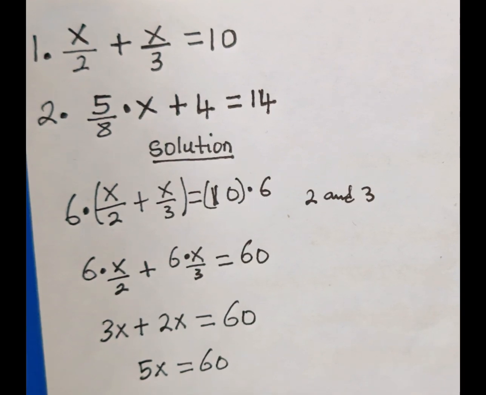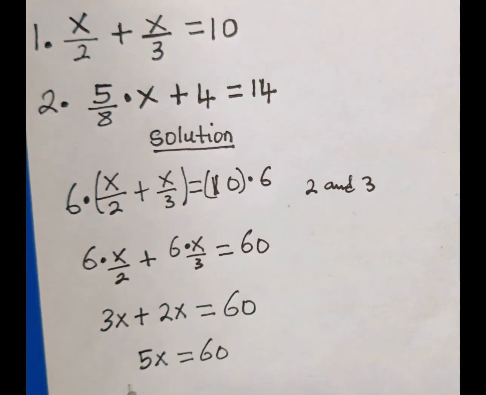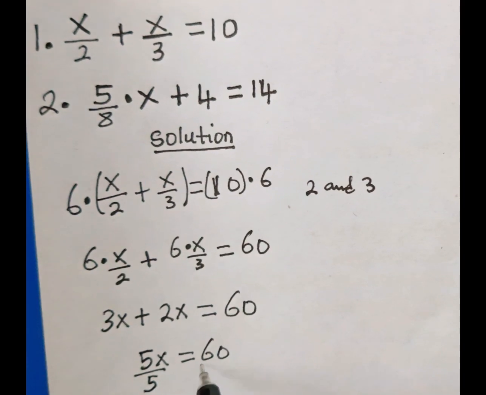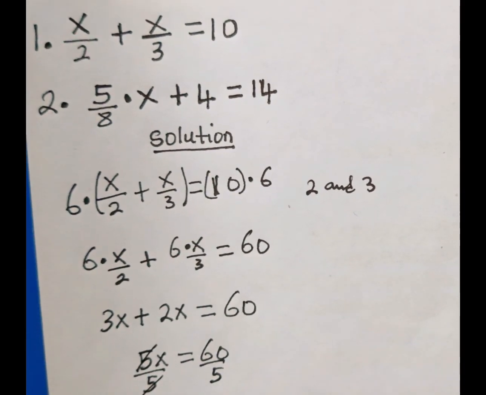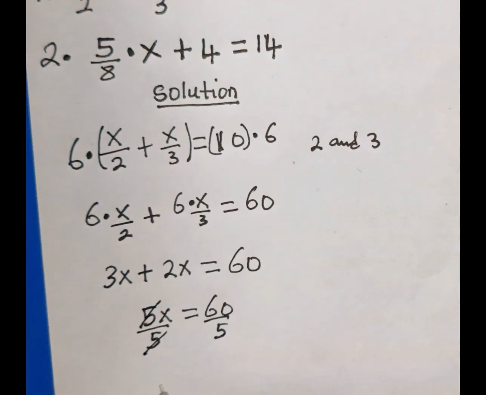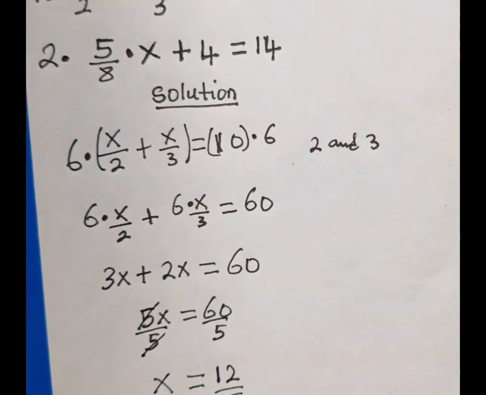What are we going to do to get the value of x? At this point, we are going to divide both sides by the coefficient of x, which is 5. The coefficient is the number attached to x. So we divide the left hand side by 5 and also the right hand side by 5, so that this 5 is going to cancel this 5. We are left with just x on the left hand side, which is equal to 60 divided by 5, which is going to give us 12. So therefore, 12 is the value of x that satisfies this first equation.